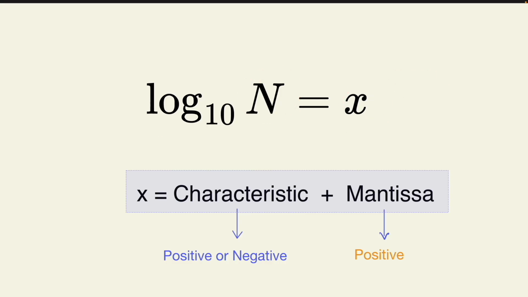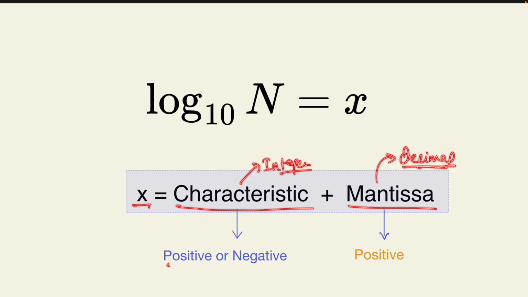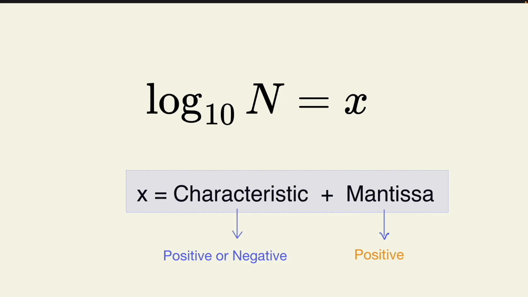So here the value of x is a combination of two different numbers. One is the characteristic and the second is the mantissa. Characteristics are integers and mantissas are decimal numbers. The characteristic could be positive or negative, meaning we can take +1 or -1. But the mantissa is always positive, meaning we can't write it in negative form. So let's look into more detail about the characteristic and mantissa.